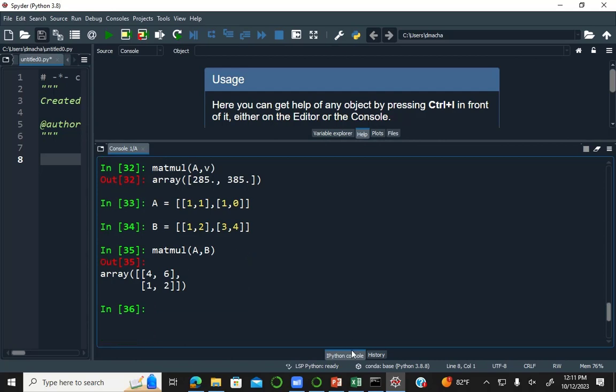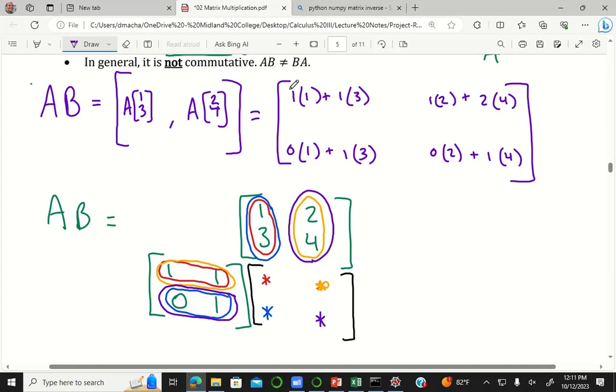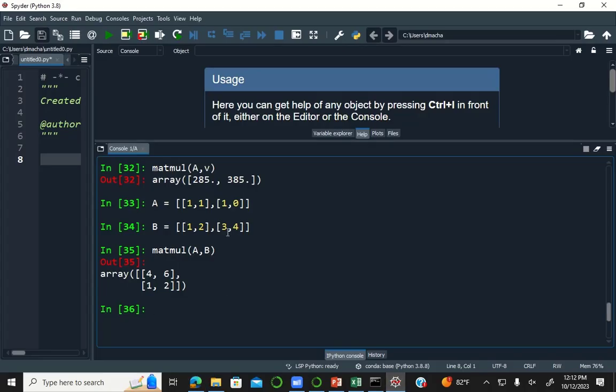It should be 4, 6, 1, 2, which is 4, 6. Did I make a little mistake? 1, 0, 1. My matrix A is slightly different, but whatever. I'm not going to worry about it.